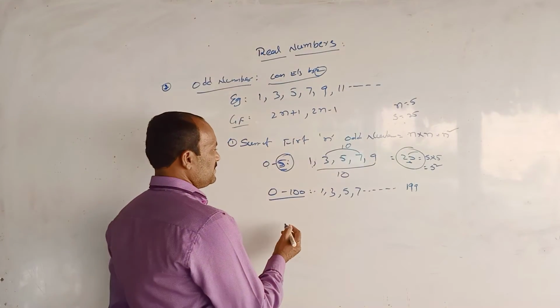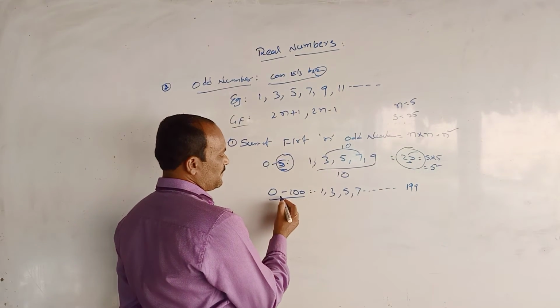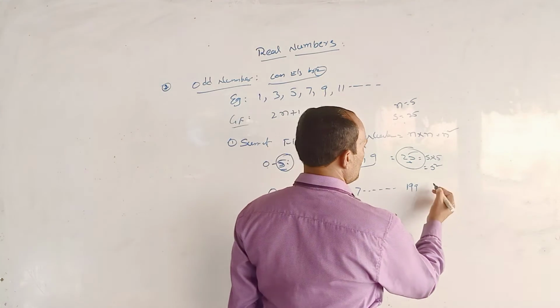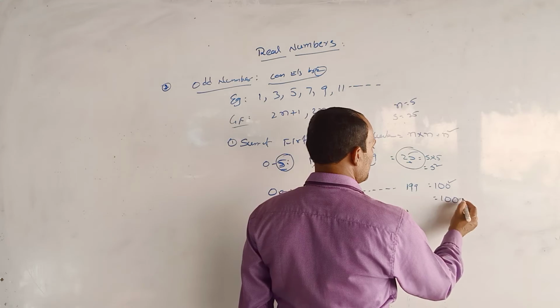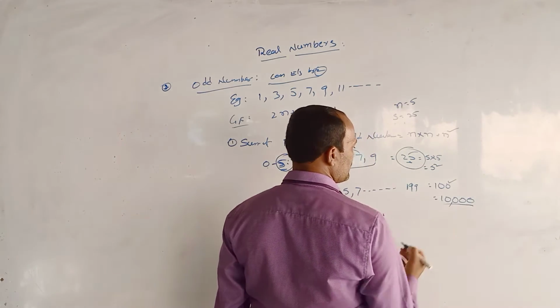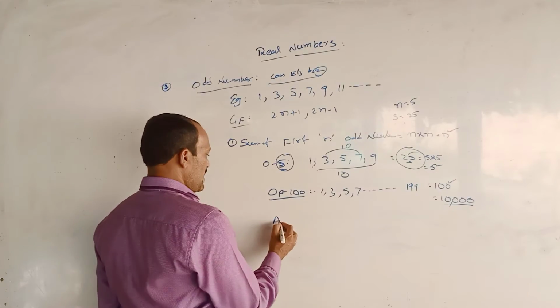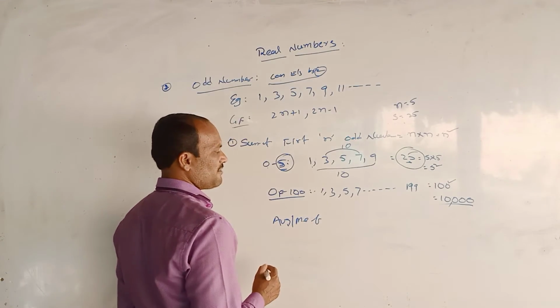Next, so what is the answer in this case? The sum of first 100 odd natural numbers is equal to 100 squared. 100 square is 10,000.